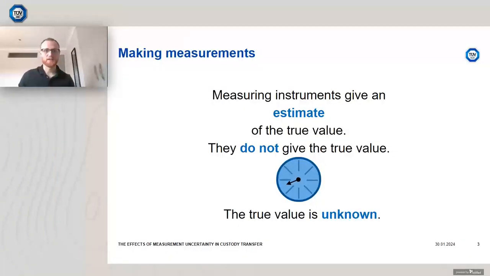So the first thing to realise is when you make a measurement, all that is an estimate of the true value, and it does not give the true value, and the true value itself is unknown. So if you think about using weigh scales, a timer, a car speedometer, anything like that, all that device is doing is making an estimate of what the true value is. And whatever device has been used, it will have an associated uncertainty.